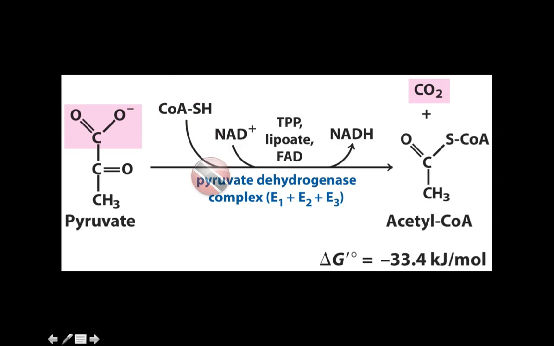Now pyruvate dehydrogenase is found in the mitochondrial matrix. So this is the link reaction. It's called an oxidative decarboxylation reaction. That's the type of reaction taking place.